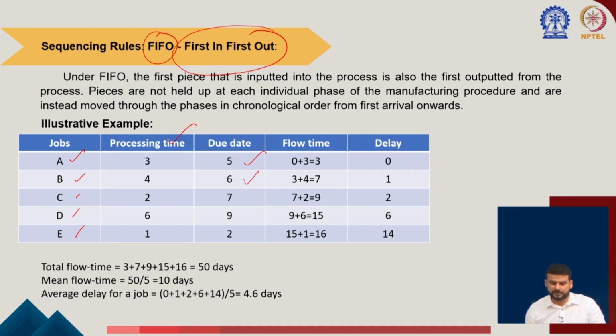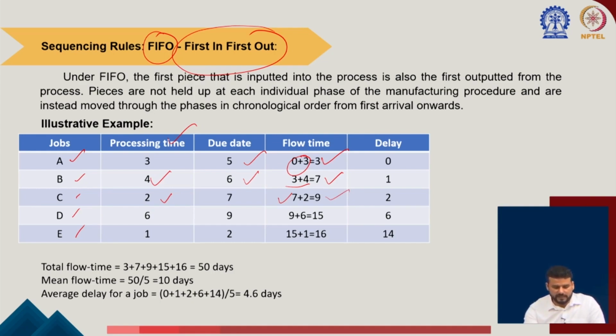So obviously our first job is job A, will be assigned on the very first day and will take 3 days. So obviously after 3 days this job will be over. On 4th day job B will come and the processing time required is 4 days. So total will be 7 days. On 8th day job C is available, time required is 2 days. So total flow time will be 9 days, it will be completed.